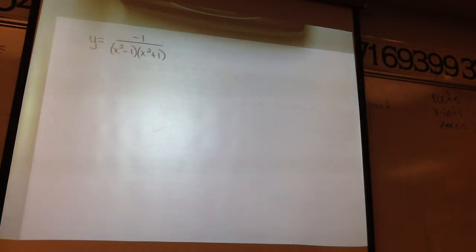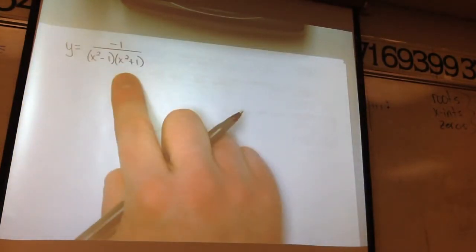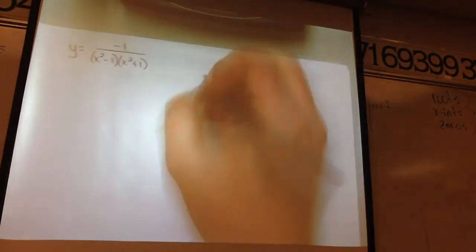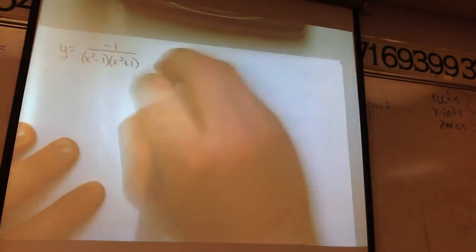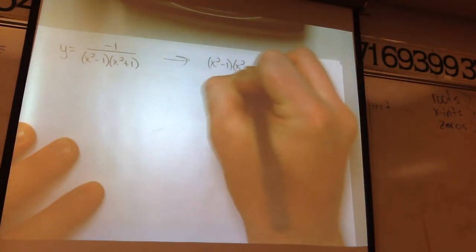You graph the reciprocal. Graph the original function, and then we're gonna graph the reciprocal. We're gonna graph the normal looking one. If I flip that over, it's x squared minus 1 times x squared plus 1.